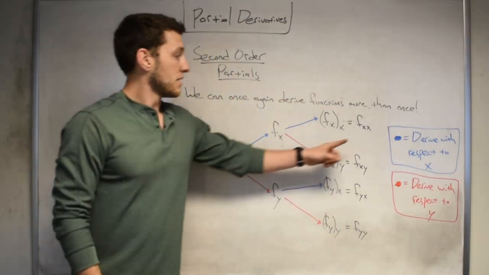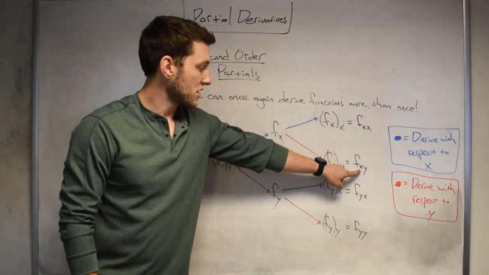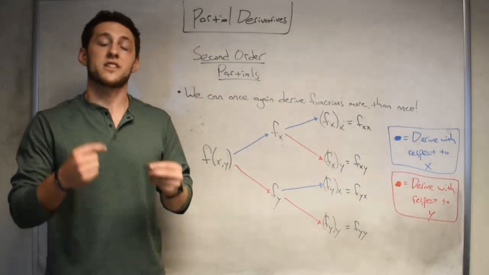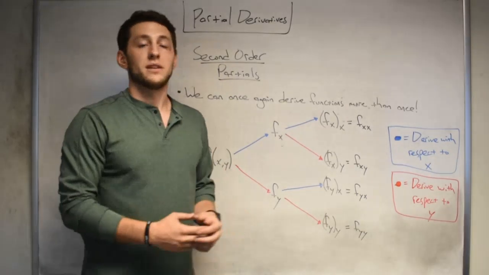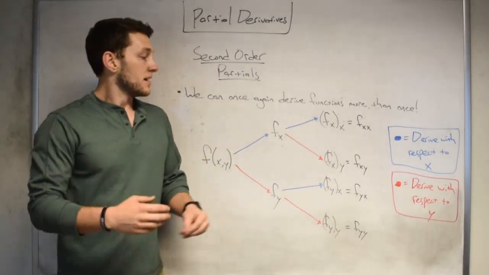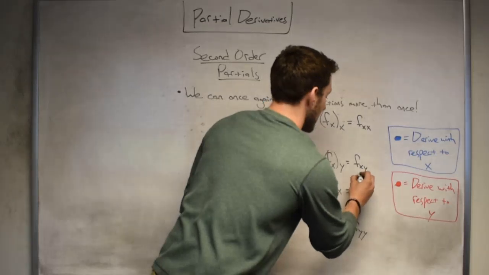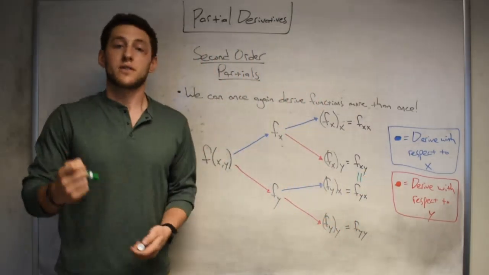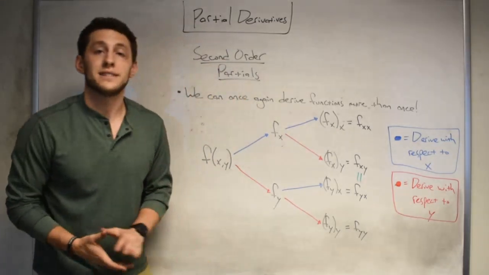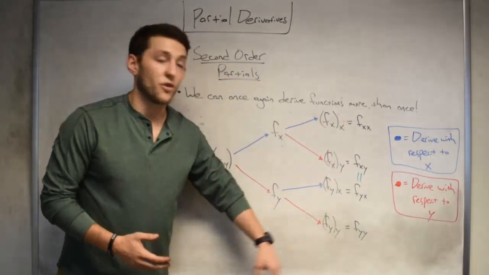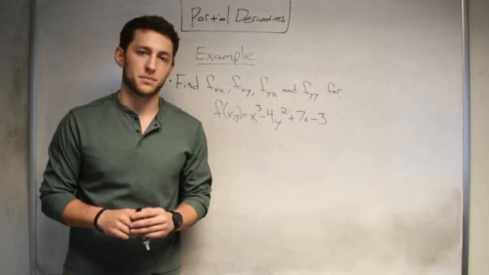You read this in order. I derive first this guy, then this guy. First this guy, then this guy. So f sub yx means I first derived with respect to y, and then I derived it with respect to x. Now these two will end up being equal in every single case that we're going to consider. However, you still want to go ahead and find them. So without further ado, let's go ahead and dive into some examples as to getting these 4 second order partial derivatives. Let's begin with the following example.